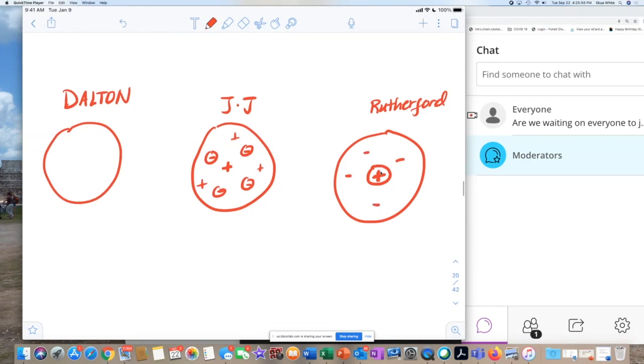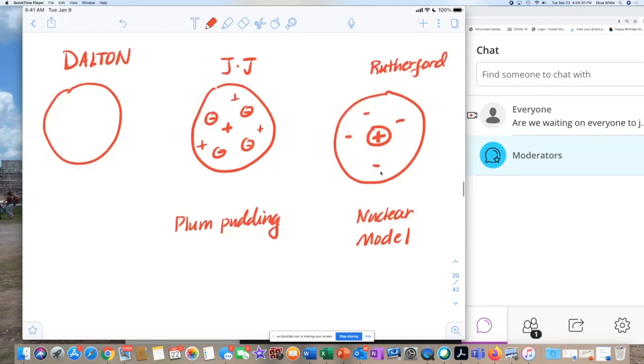So Dalton's model doesn't have another name. It's just called Dalton's model. JJ's model, of course, is the plum pudding model, plum pudding. And then Rutherford's model is called the nuclear model, named after the part he discovered, nuclear model, okay? So this is the oldest model. I shouldn't say the oldest, but this is the oldest that we discussed. The ones that we discussed, this is the oldest. And of these three, right now, this is the newest.